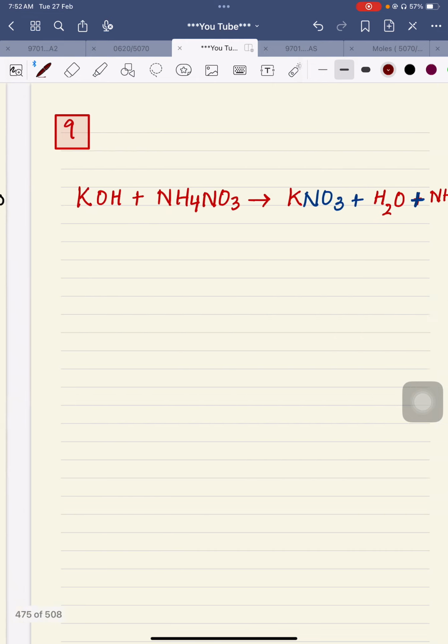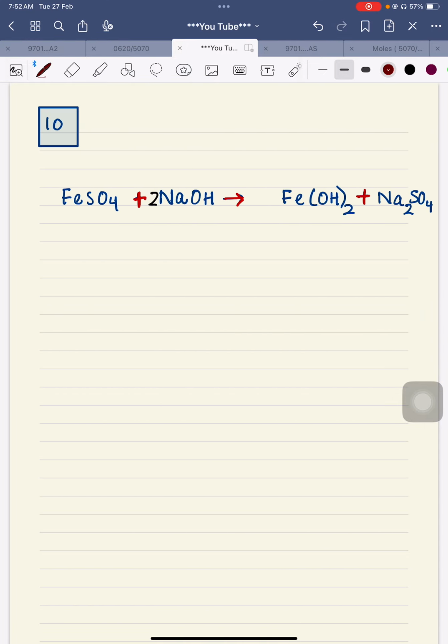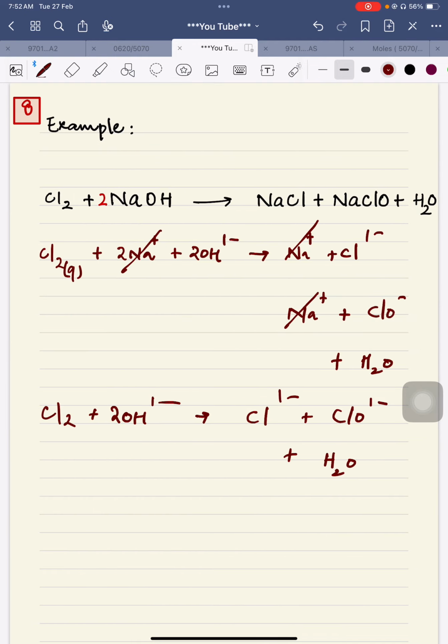Okay, guys, I would like to continue with a few more equations here. I have just 3 more examples for you. I would like to solve those equations. I would like to react Cl2 with the NaOH and another equation as well.